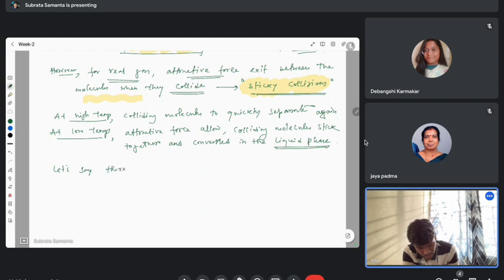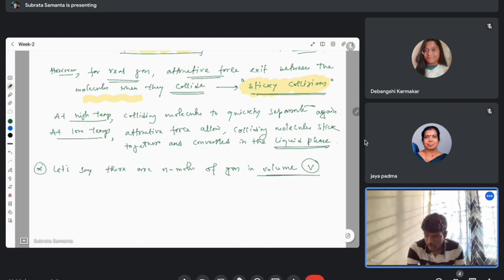Let's say there are n moles of gas in volume V. So attractive molecular interactions lower the potential energy by an amount. Okay, so let me go systematically one by one. So the number of nearest neighbors for each molecule.